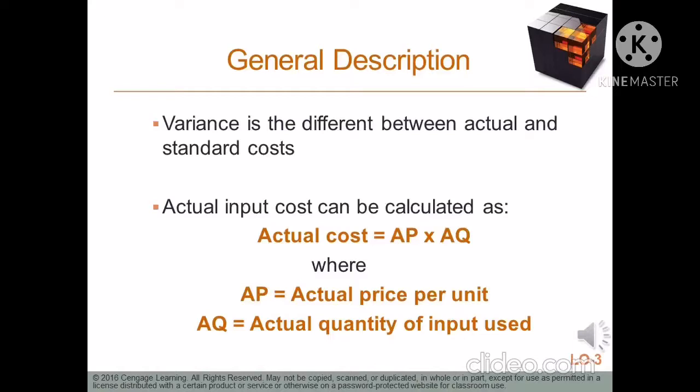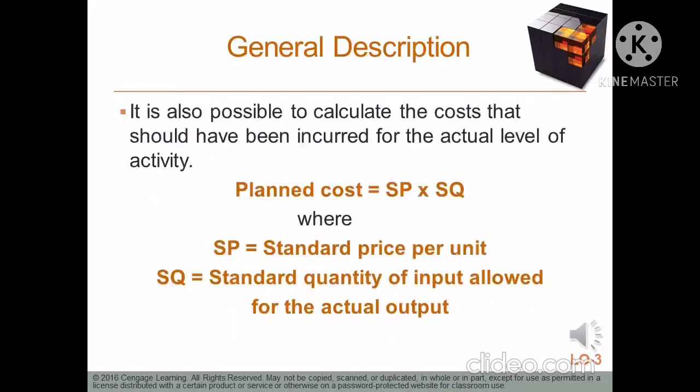Hello everyone. Today I want to present my part, which is variance analysis. Variance is the difference between actual and standard cost, where actual input cost can be calculated as actual cost equal to actual price per unit times actual quantity of input used. It is also possible to calculate the cost that should have been incurred for the actual level of activity, where planned cost equal to standard price per unit times standard quantity of input allowed for the actual output.